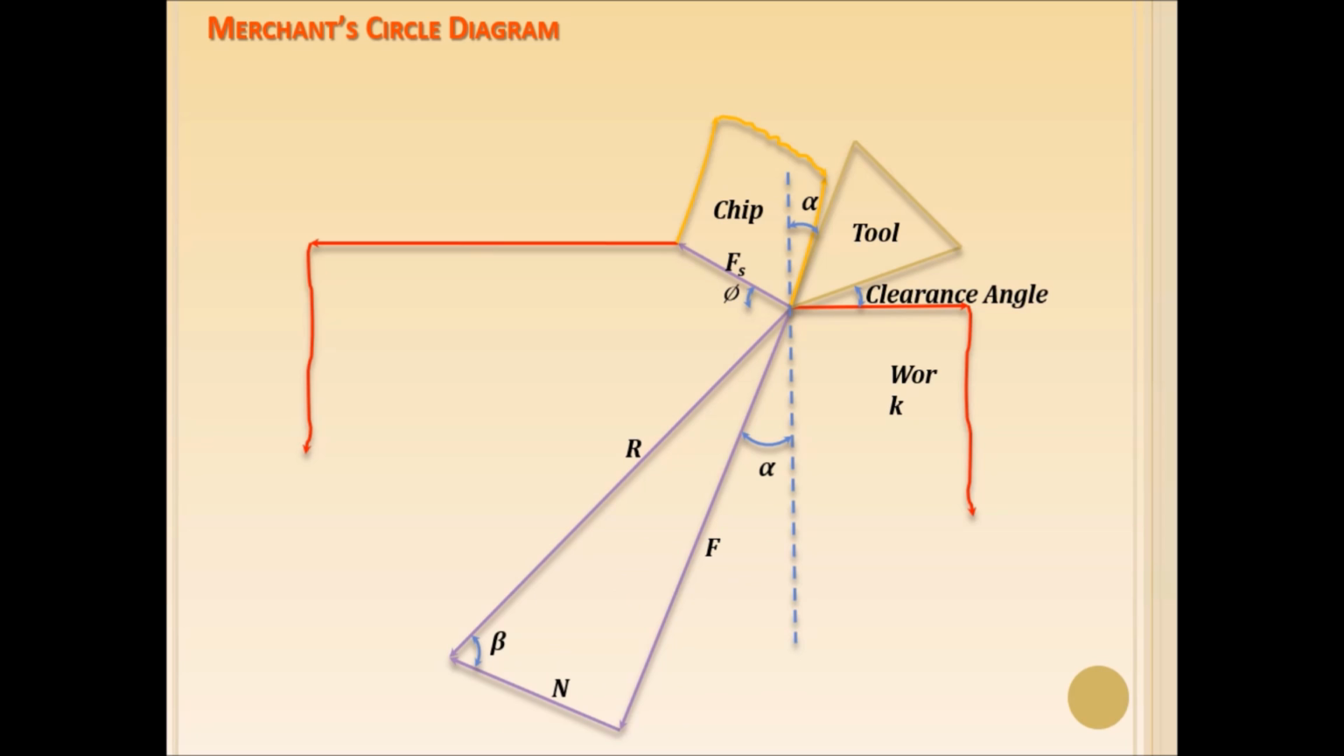Next we can see the shear force, which is acting along the shear plane and making an angle phi, and a normal component to this shear force, that is Fn. Now we can see the horizontal component, that is Fc, which is also called the cutting force, and a vertical component, that is Ft, which is known as thrust force, and this is making an angle beta minus alpha with resultant R.